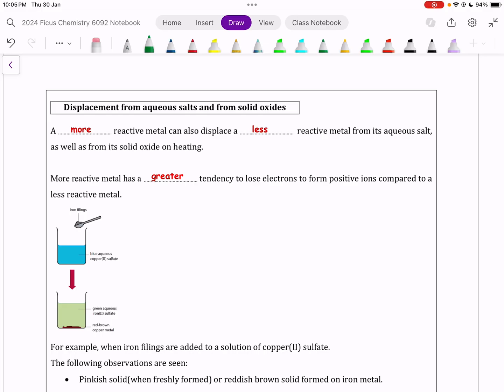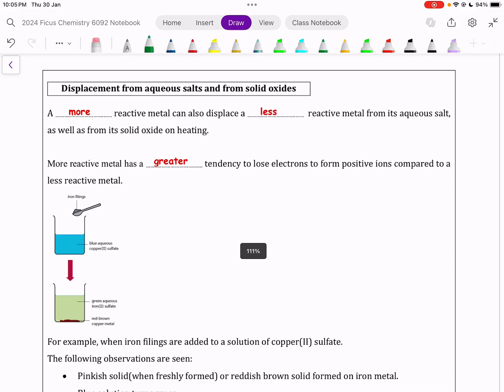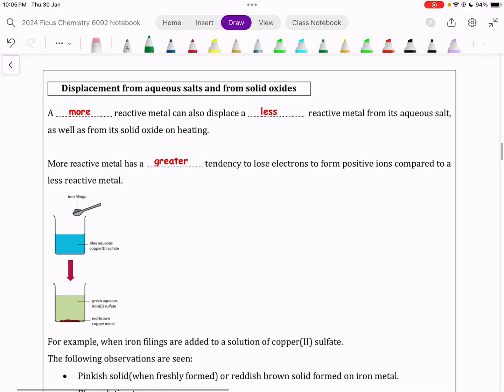Then we have this displacement reaction. Again, I have a video to show, but I'm very afraid that once I show it, the recorded video will have no sound. Every time I do that, somehow the video has no sound after that. I don't know why.